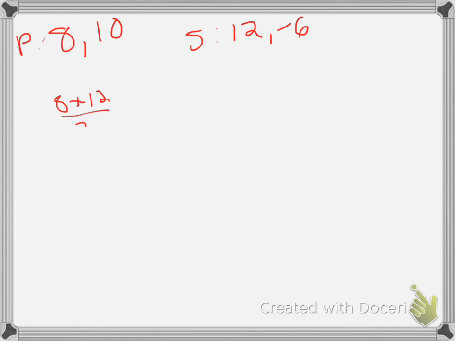So, to solve for r, the coordinates for P are 8, 10, and the coordinates for S are 12, -6. So we're going to plug this into our formula. So you're going to have 8 plus 12, because that's your x, divided by 2, and that's going to give you 10. So we have our x for r.